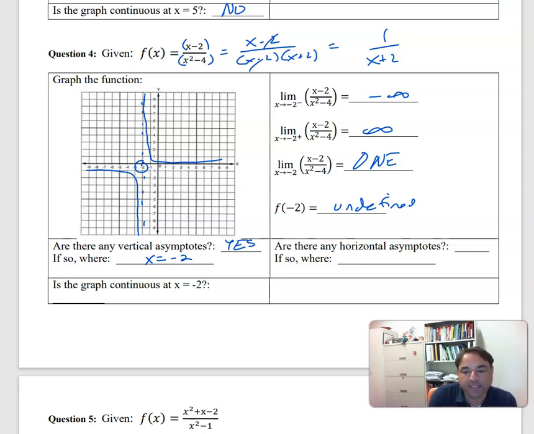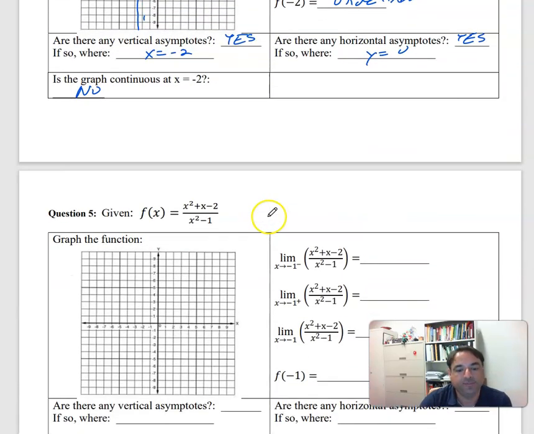Then for horizontal asymptotes, what we look at is the degree. So the degree of the numerator is 1. The degree of the denominator is 2. So yes, there's a horizontal asymptote at y equals 0. And we can see that here. Okay, so is it continuous at negative 2? Nope, there's an asymptote there. So it is not continuous at negative 2.